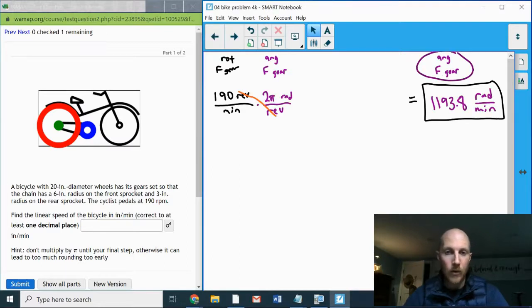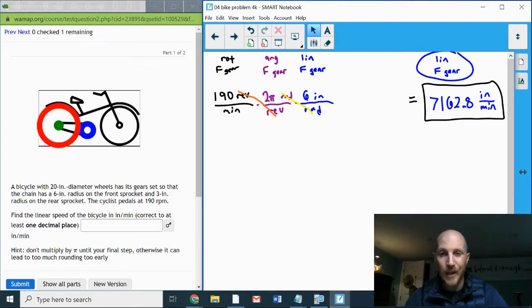So the first thing I want to do is convert to angular speed, which might seem like an unnecessary step because I don't actually need angular speed for anything. I could have converted straight to the linear speed of that front gear. However, this is going to make the rest of my work much simpler if I'm working from angular speed here. So I multiply by 2 pi radians per 1 revolution.